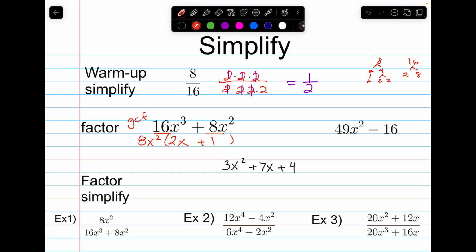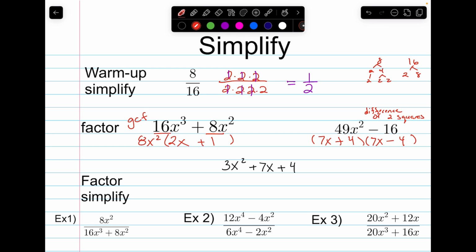Number 2. How do I factor that one? Well, it doesn't have a GCF. There's nothing in common between 49 and 16. But I see that this is a difference of 2 squares. What does that mean then? If I see a difference, that means I have a plus and a minus as my factors. And I kind of just mentally take the square root of both those numbers. The square root of 49x squared is 7x. And the square root of 16 is just 4. And if you were to multiply this together, you'll see that they are the same thing.